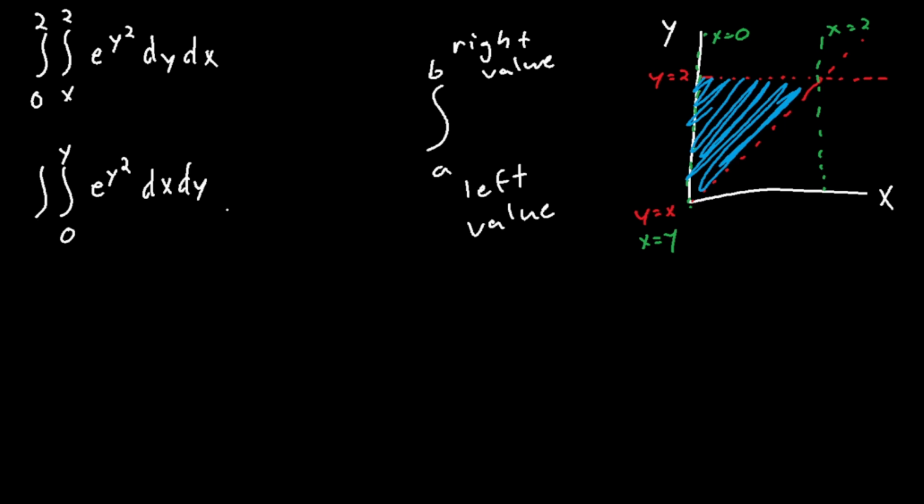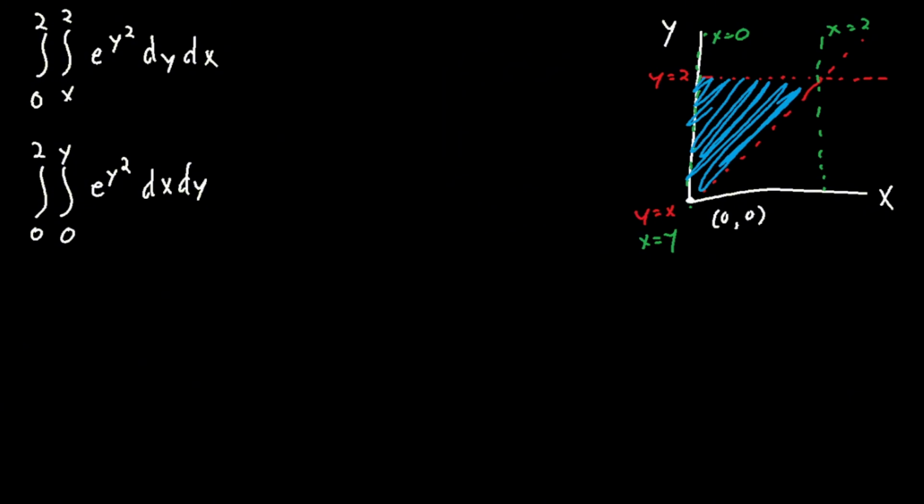Now how about our y bounds? Well, our y bounds are already written down here. y goes as low as 0. This point is 0, 0, the origin. So y goes as low as 0. And how high does y go? y just goes up to y equals 2. So now that we've switched our order of integration, what can we do? Well, let's try this out.